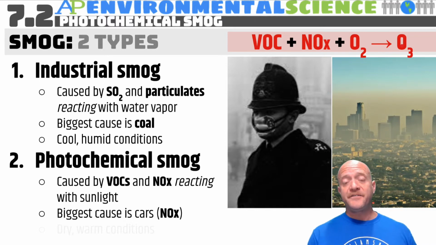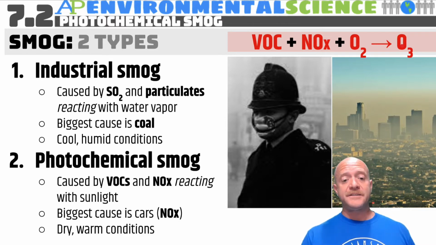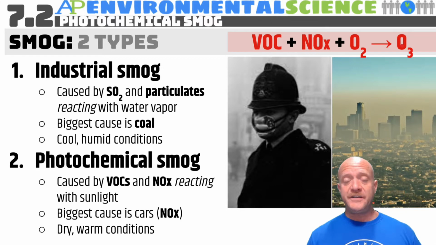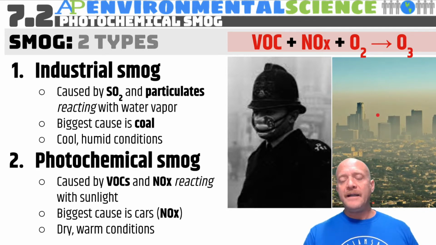The biggest cause of this is automobile use, and this NOx is released in the exhaust. And it typically takes place in dry and warm conditions. Most notably, it's been seen in Los Angeles, and there is a picture right here, and it has a nice brown color. It's also seen in Beijing, China. Industrial smog was more of a grayish color, and the photochemical smog has a brownish tint.